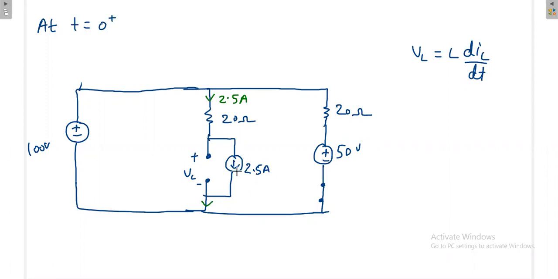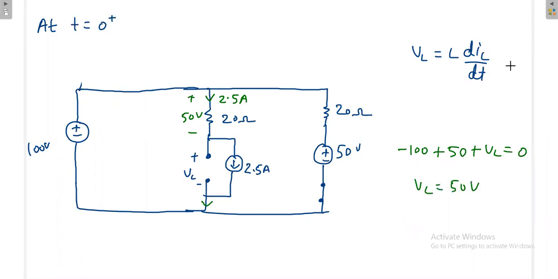That means this current will be flowing like this. Now, if it is 2.5, then I can know what the voltage here is. The voltage, 2.5 into 20, is 50 volt. Again, if you apply the KVL in this loop, I can calculate VL: minus 100 plus 50 plus VL is equal to 0. That means VL is equal to 50 volt.